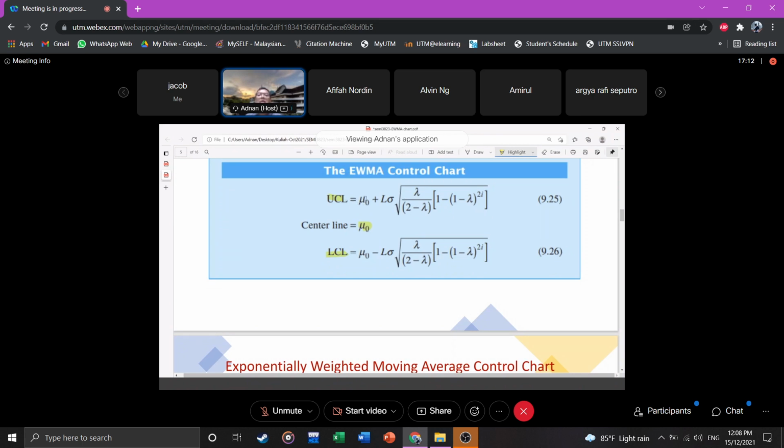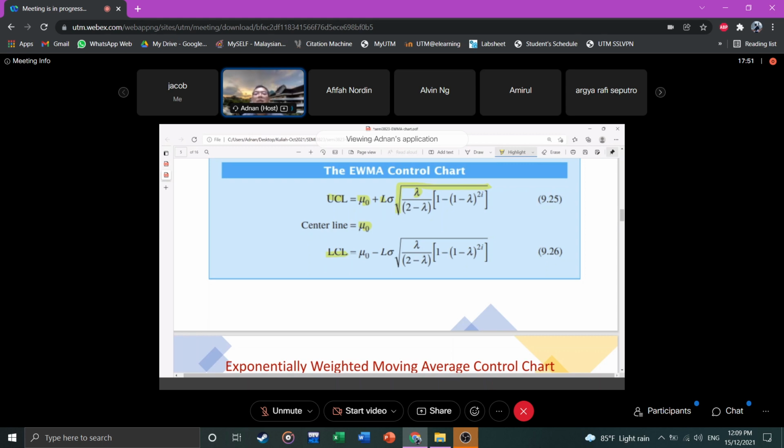Now you have the mean plus L, where L is something that we need to decide in the design of the EWMA control chart. So L and lambda have to be decided, depending on what sensitivity we would like to have in this chart. In the Shewhart control chart we have 3 sigma, but in this case we have L sigma, and this is the term that influences the stability of the control chart.